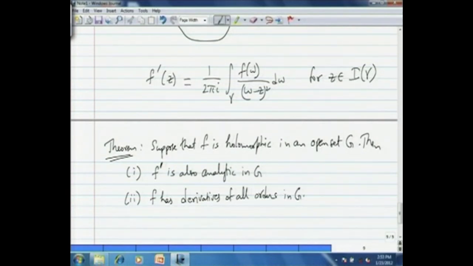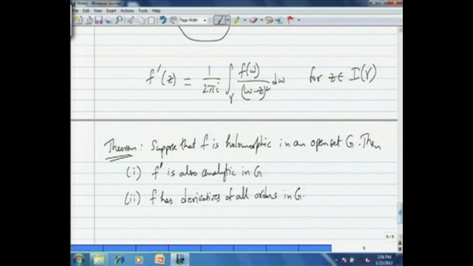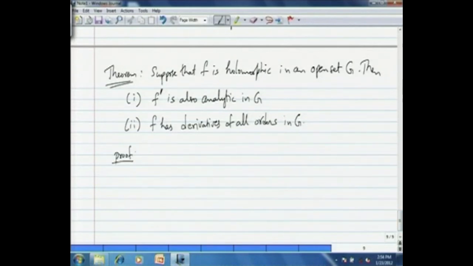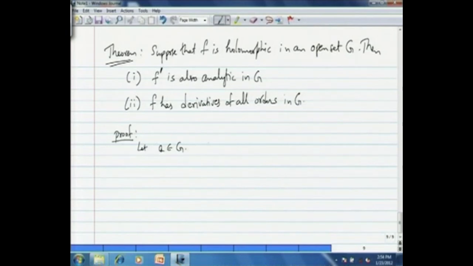If we show that f prime is analytic in G, then we can apply the first statement to f prime, which is analytic in G, and show that f double prime also exists. And we can continue this and say that the derivatives of all orders of f exist. So the proof of the second statement is direct using the first statement. So we have to prove the first statement here. So let a belong to G. Since G is open, there is a capital R positive such that the ball of radius R around a is contained in G. That is the definition of open set.